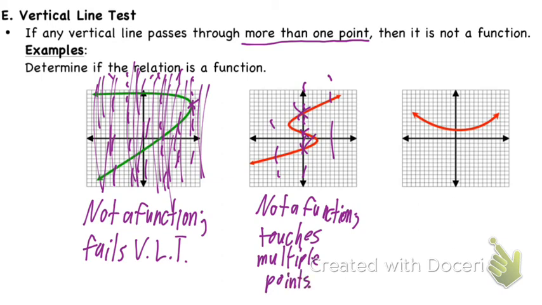Too much to write. Okay, let's go ahead and try this third one on your own. If it's not a function, I need an explanation. If it is a function, I don't need an explanation. You don't have to. I'm just walking around right now. I'm just strolling.